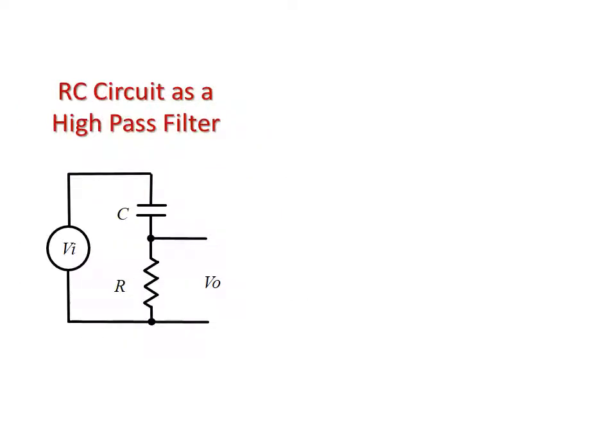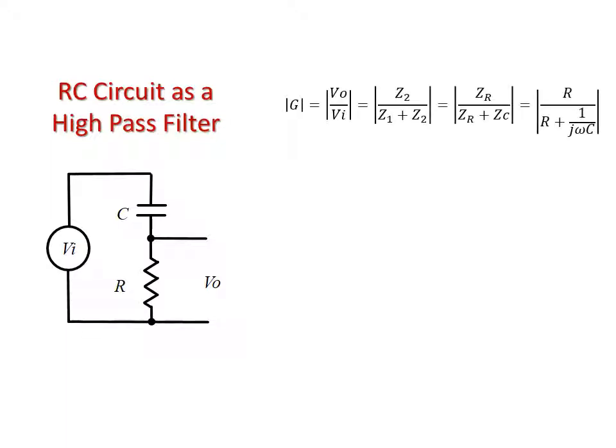So now we're going to look at RC as a high-pass filter. And so in this one, we've got our voltage source, we've got our capacitor, and we've got our resistor, and we're looking at our voltage drop over our resistor this time. So we flipped which one we're looking at, the resistor or the capacitor. And now we're going to look at the resistor for the high-pass filter.